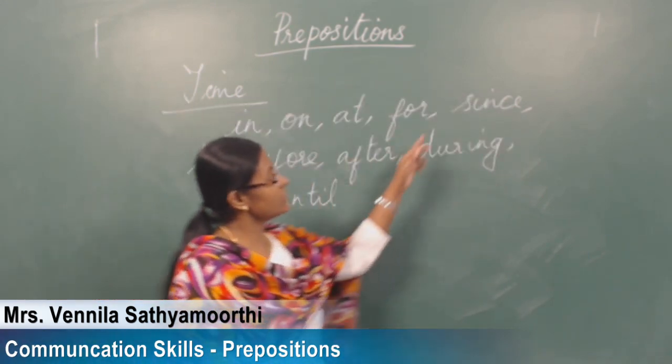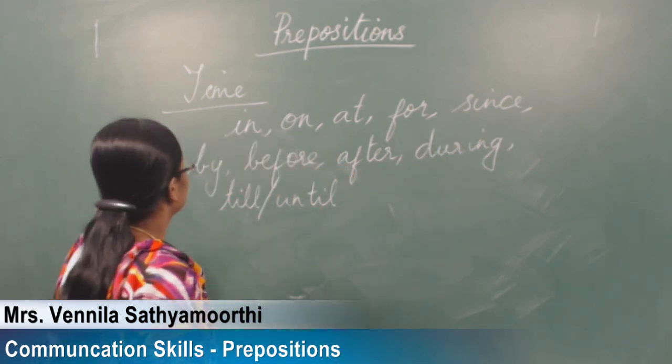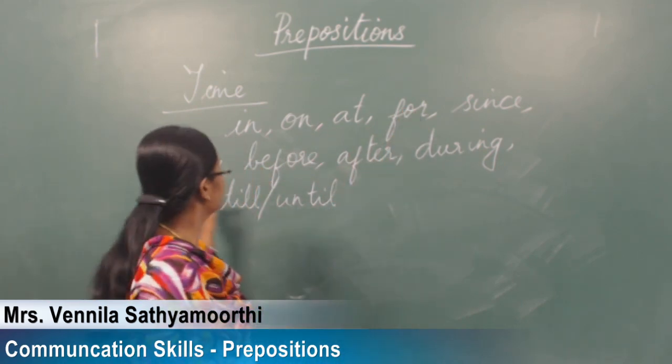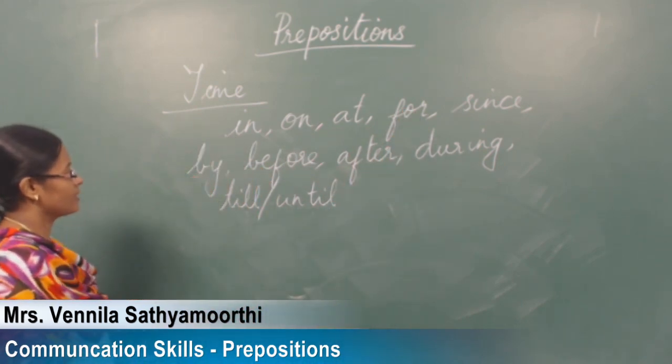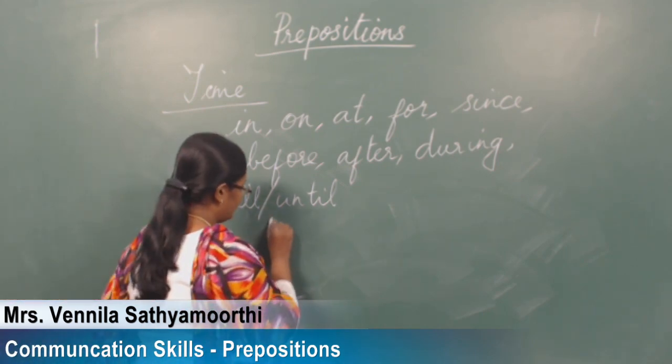By the way, since is also used as a conjunction. We'll come to that later. For is also used as a conjunction, but in a different meaning. By, what is by? Before. See, I will be there.